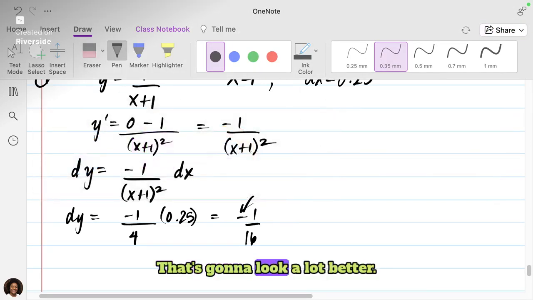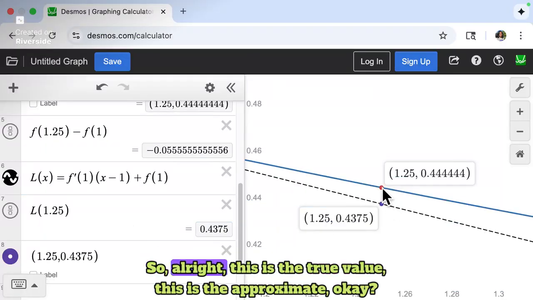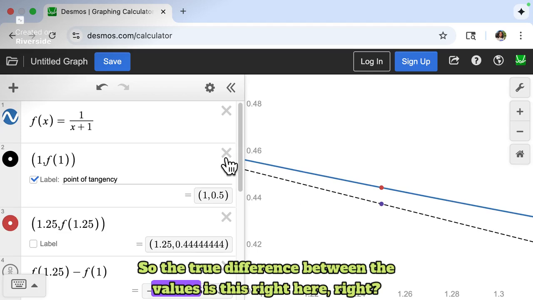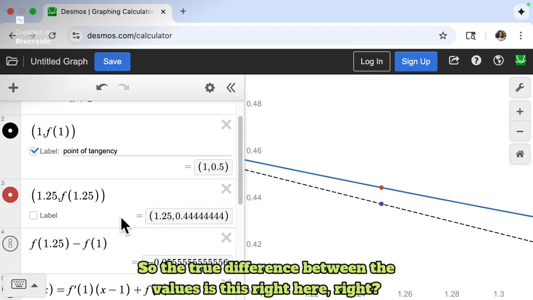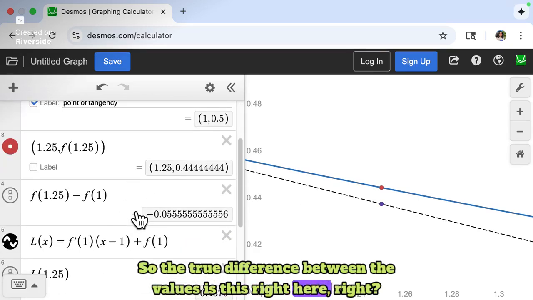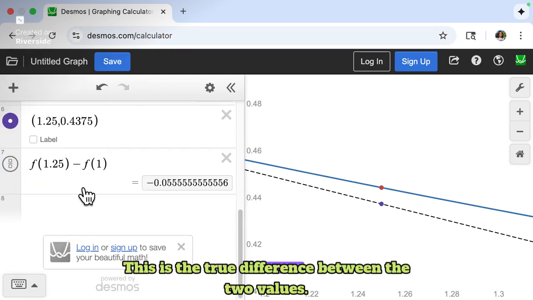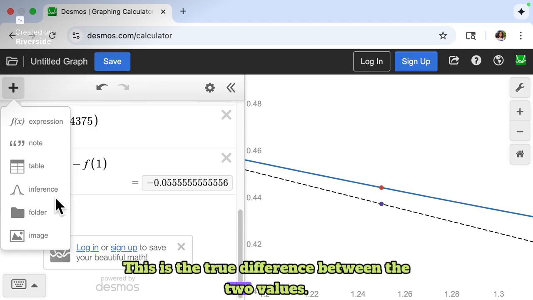That's gonna look a lot better. So, all right, this is the true value. This is the approximate. So the true difference between the values is this right here. This is the true difference. Let's move this one down. All right, this is the true difference between the two values.